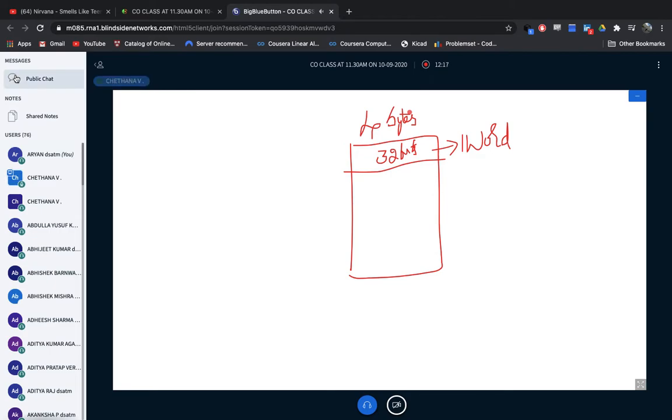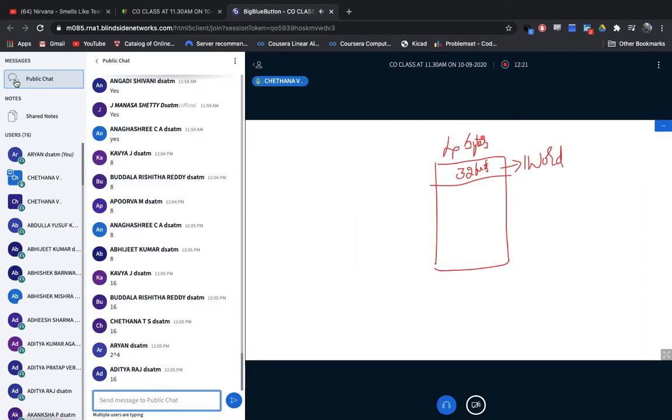32 bits is the complete data you are going to store. That is completely in one memory location, you're going to store 32 bits. If that is the case, how many memory addresses do you require? Maximum memory addresses, possible addresses.